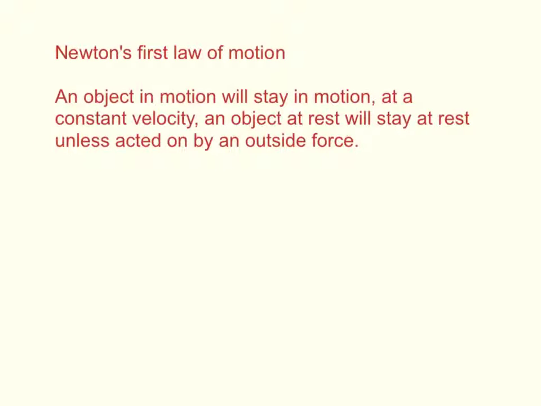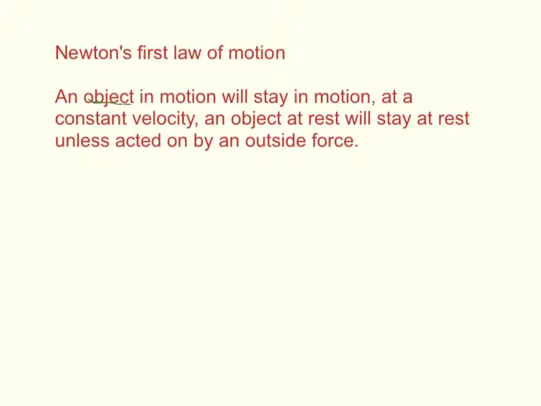So, now that we have those definitions, let's take a look at Newton's first law of motion, which is also called the law of inertia. Newton's first law of motion says that an object in motion will stay in motion at a constant velocity. An object at rest will stay at rest unless acted on by an outside force. There are 5 things that I want you to keep in mind.